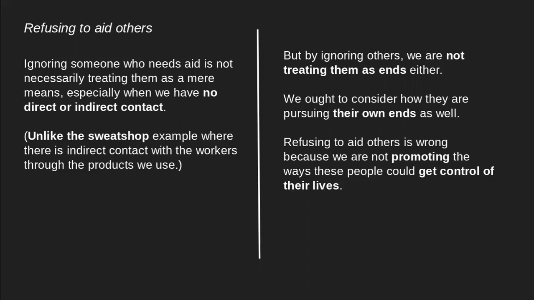But by ignoring others, we are not treating them as ends either. We ought to consider how they are pursuing their own ends as well. That's what Kantian categorical imperative requires us to do. We have to consider how people are pursuing their own ends as the intrinsically valuable thing that they are. Refusing to aid others is wrong because we are not promoting, we are not developing, we are not improving the ways these people could get control of their lives.